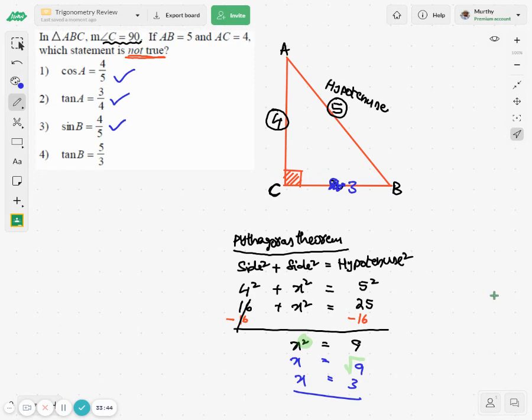Then tan B, SOHCAHTOA, TOA. So opposite is 4 units over adjacent 3. Oh, here it is not. I know that it is supposed to be 4 over 3, but I see something else here, I see 5 over 3. Therefore, this is not the desired one. Okay. One more question, which is the last one. So let's go to the last one.